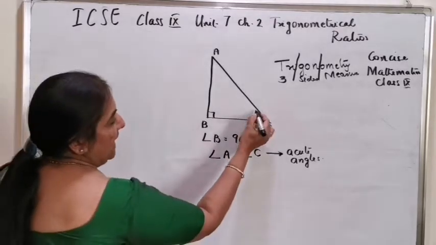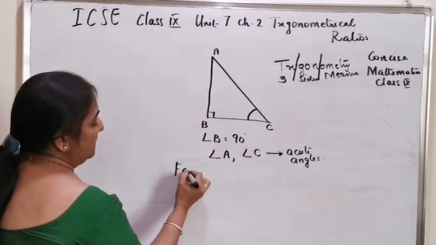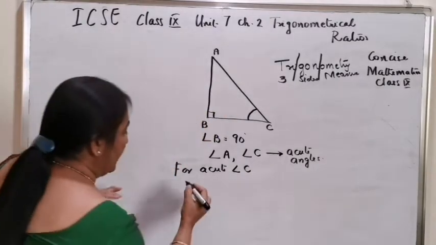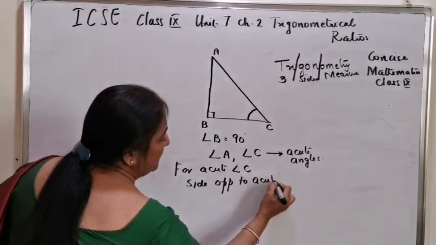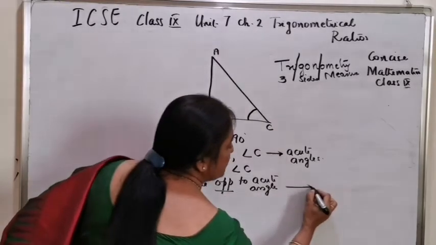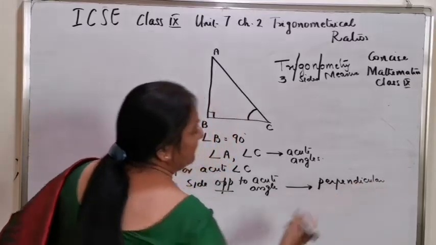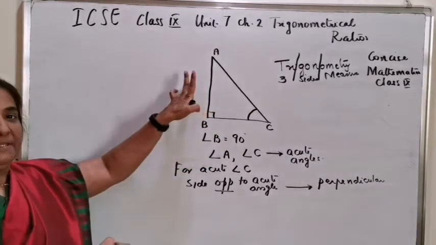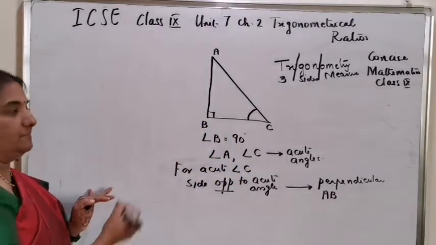Let us take the acute angle C. So, for the acute angle C, the side opposite to the acute angle under our consideration is named as the perpendicular. So for this acute angle C, the side opposite to it is AB. So in this picture, AB is the perpendicular.